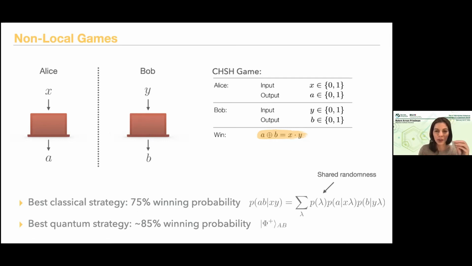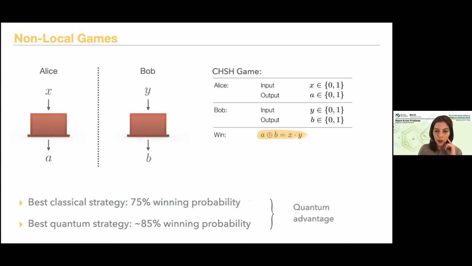Okay, so they have this maximally entangled state. And then when they get X and Y, the device will make a specific measurement depending on X on Alice's side, and a specific measurement depending on Y on Bob's side. And with this strategy, they can actually achieve around 85% winning probability. So what we see here is what we call a quantum advantage. There exists a quantum strategy, there are quantum devices that can do better than any classical device.